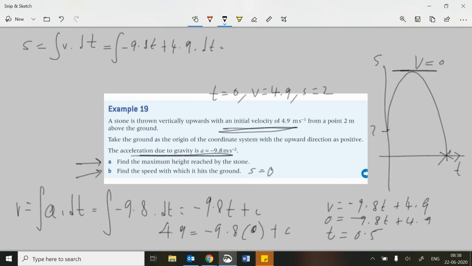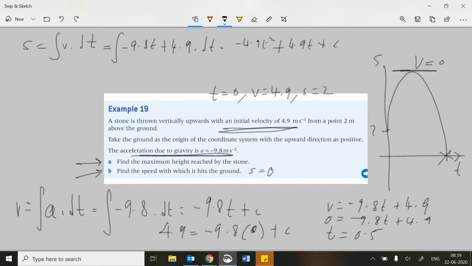So if we do that, we've got minus 4.9 t squared. So that's me increasing the power by 1 and dividing by my new power, plus 4.9 t plus c. And then we can use this information again in order to work out what the plus c is. So if we put in t is 0 and s is 2, then we should work out what c is.